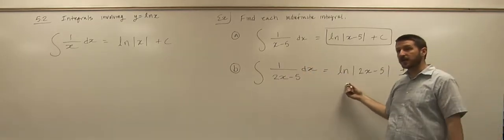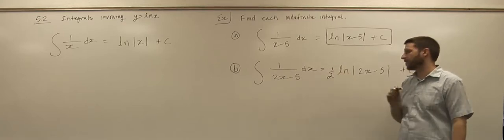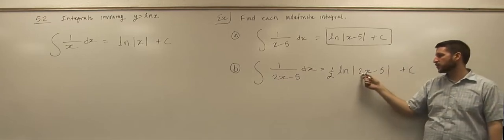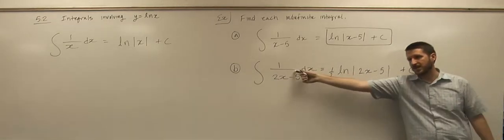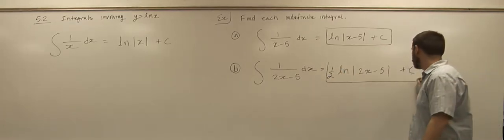So there are two ways to take care of that. You can either be clever and say, fine, I'm going to put a 1/2 out front. Then when you do the derivative here, the 2 will cancel with the 1/2 and you'll get exactly this. So that's the quick way to do it. What's the other way to do this integral?